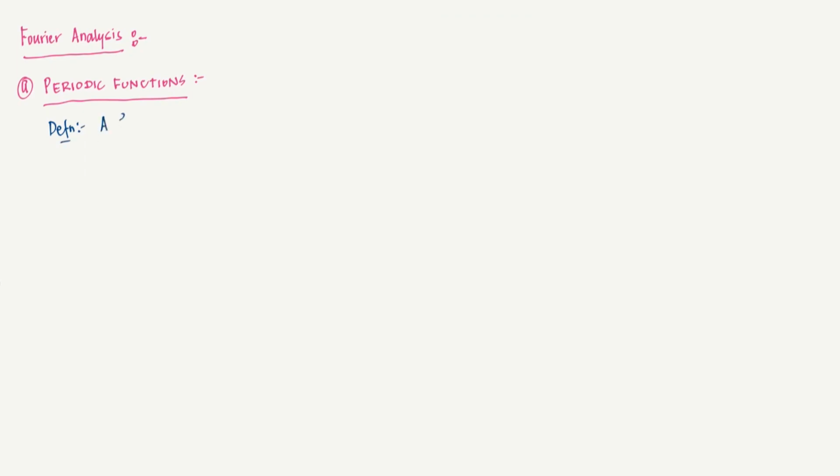A function f of x is called periodic. So essentially you are looking at an R to R function. It's called a periodic function if f is defined for all x in R. Of course you can throw out a finite number of points, but other than that it has to be defined everywhere.